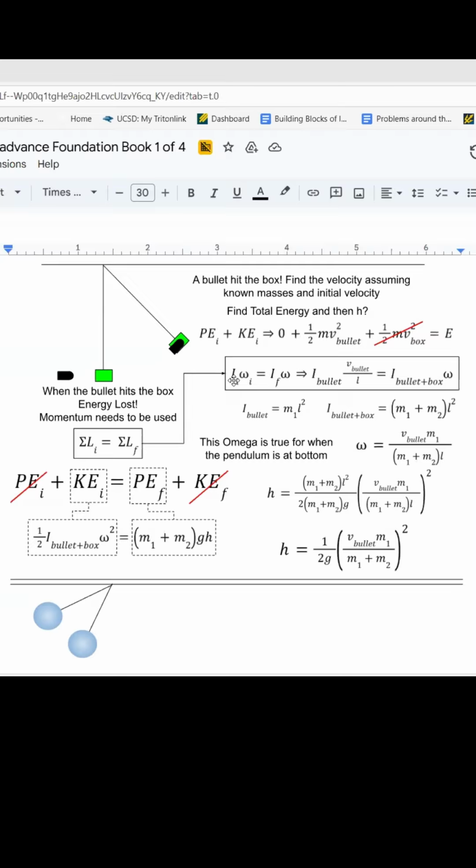Bullet with a box question. This is a very classic question, one of my favorites to even talk about because this looks like a simple question. Why not just get MGH and be done with it with the kinetic energy equation? Done. It's done. No, it's not.